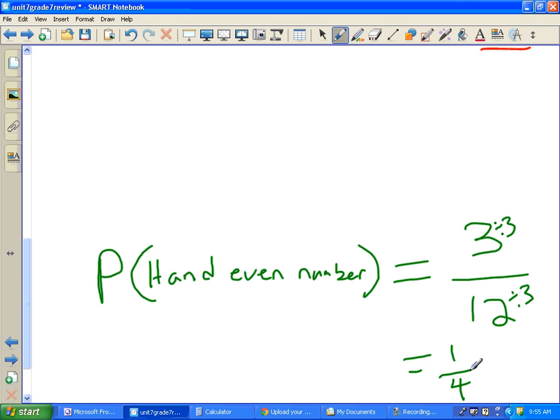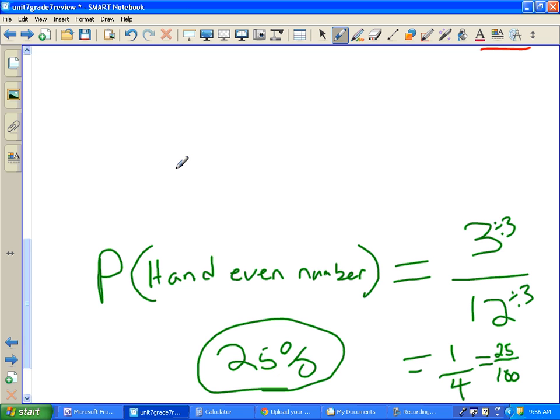Now again, you can change that 1/4 of a chance to something out of 100. That would be multiplying it by 25. So you'd have 25 out of 100, which is 25%. So using what we learned in previous lessons, the one before this, you could figure out what your fraction is, and then you could change it to a percent if you were asked for a percentage.